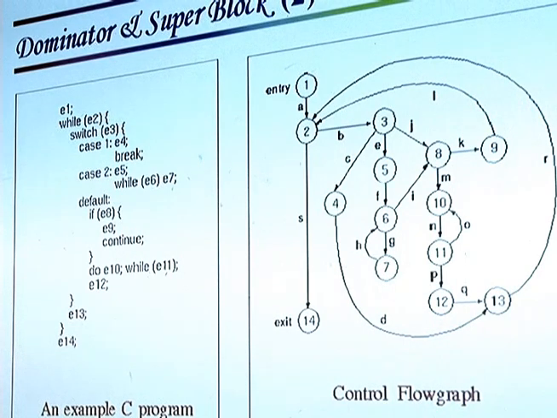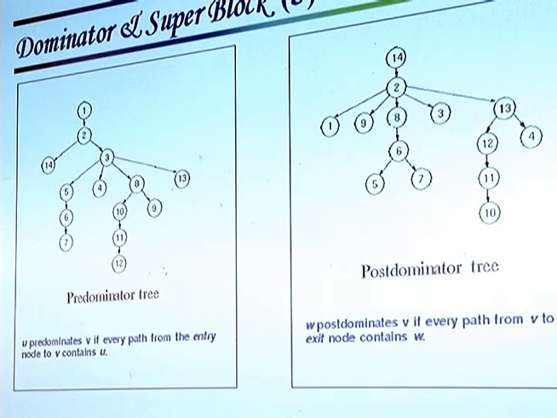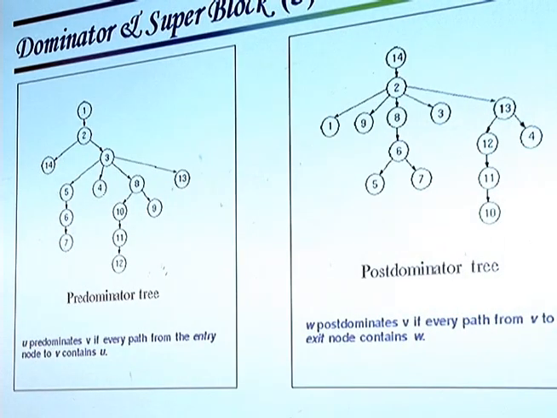So 3 is neither predominant nor post-dominant. Let's take a look at 4 and 5. 4 does not predominate or post-dominate 5, and vice versa. 4 and 5, there is no relationship. No predominant, no post-dominant. So far so good?